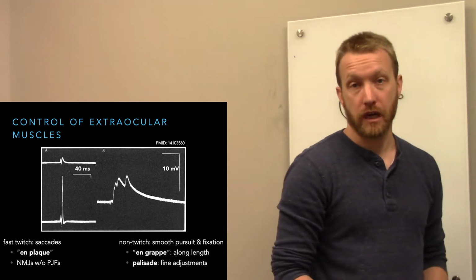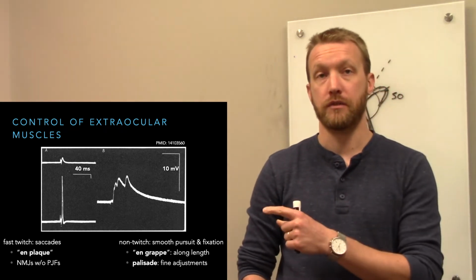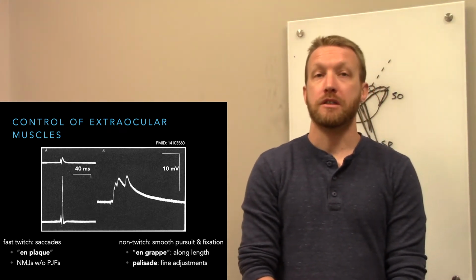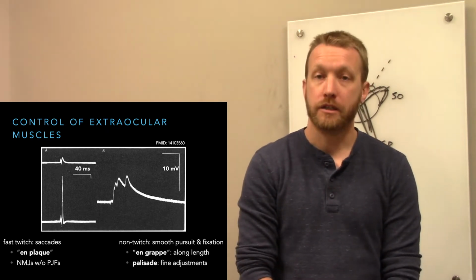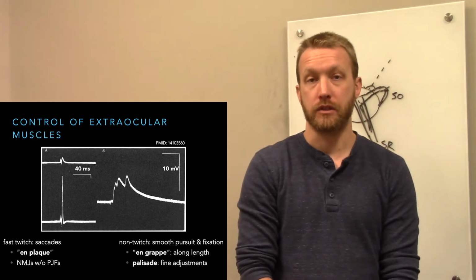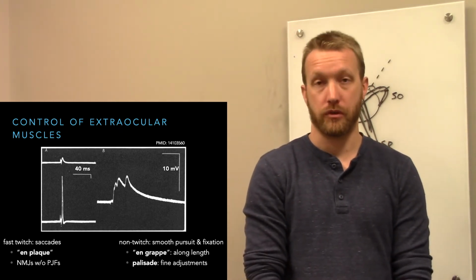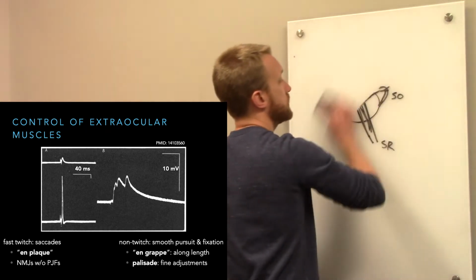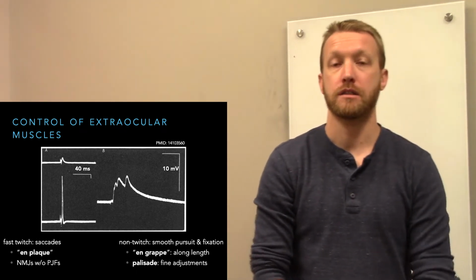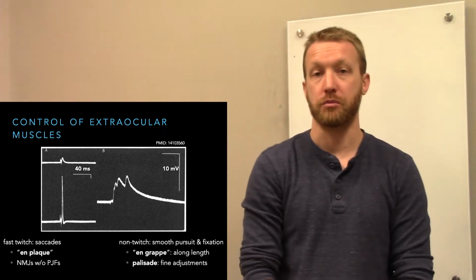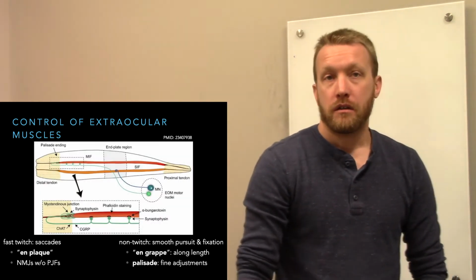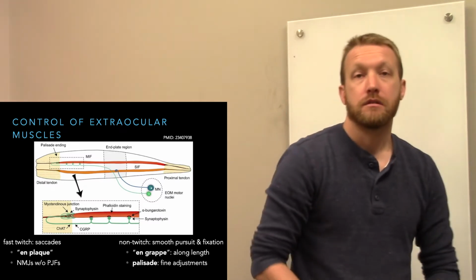The non-twitch fibers, you can see on the right, part B there, no matter how much depolarization they give, no action potential propagates throughout the muscle. So you get focal areas of contraction giving you much smoother and fine adjustments of muscle length. So fast twitch, very useful for saccades, and the non-twitch, useful for smooth pursuit and gaze fixation. The pattern of synapses varies.